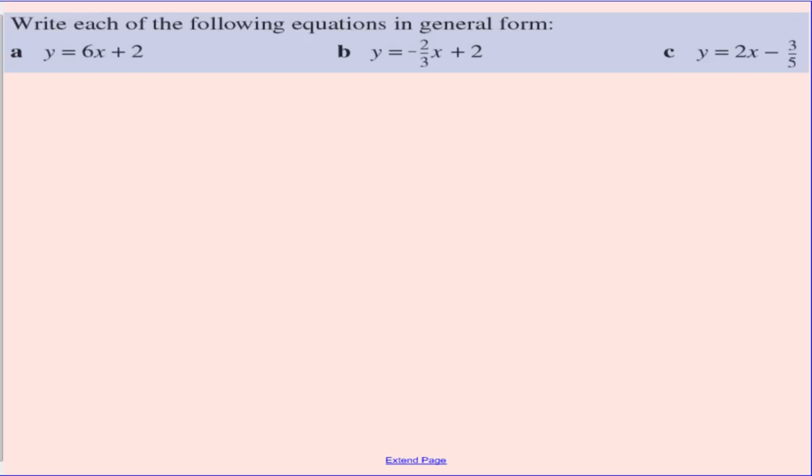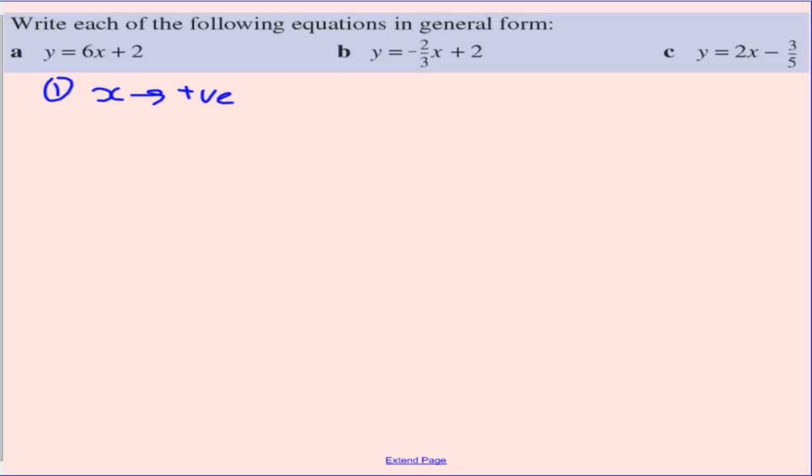Here we've got a few equations. The first one, y equals 6x plus 2. We're asked to write all these in general form. Now personally, I'd probably leave it like that. As I said, it's a much more useful way of writing a linear equation, and they're all whole numbers anyway, so it just seems like extra work to convert it to general form, but you need to know how to do it.